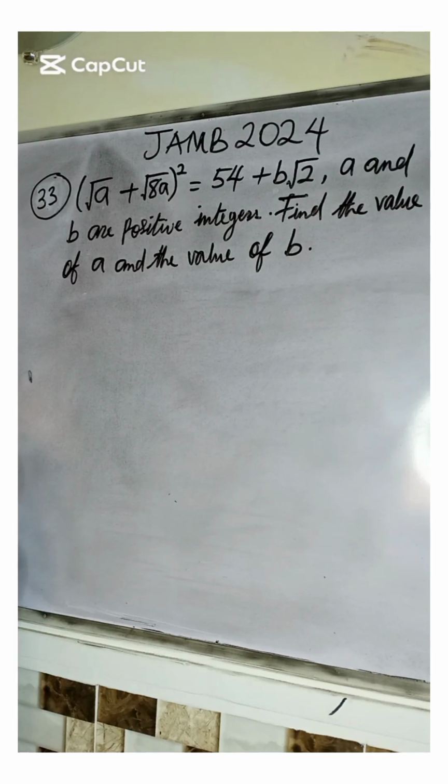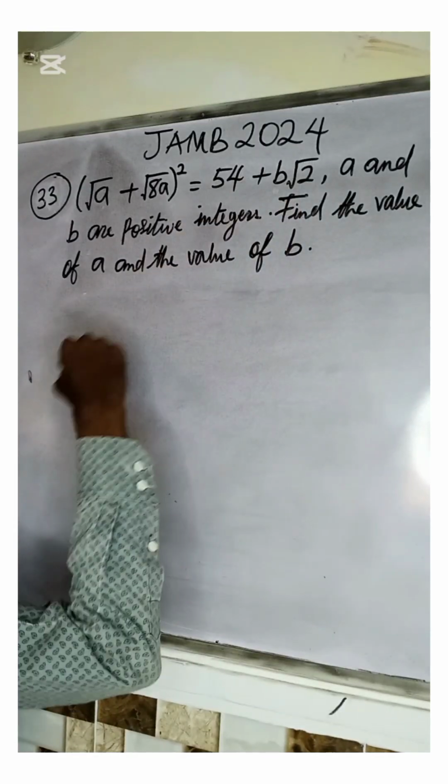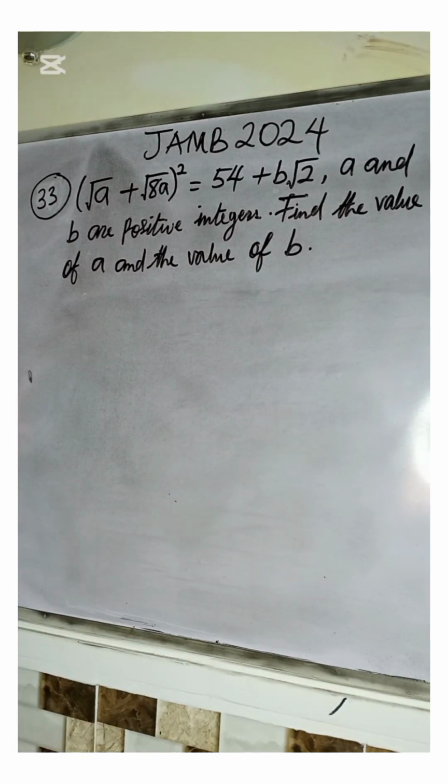Question number 33, we have (√a + √(8a))² equal to 54 + b√2. a and b are positive integers. Find the value of a and the value of b.